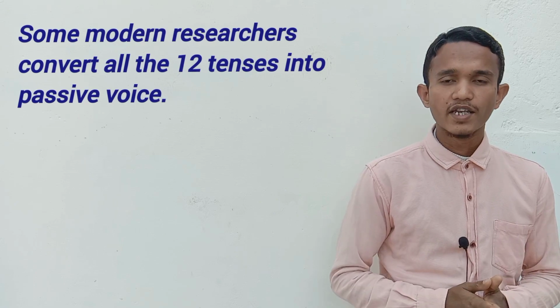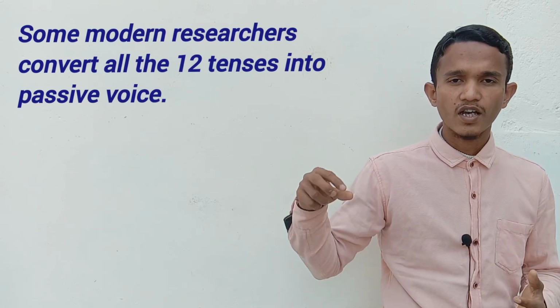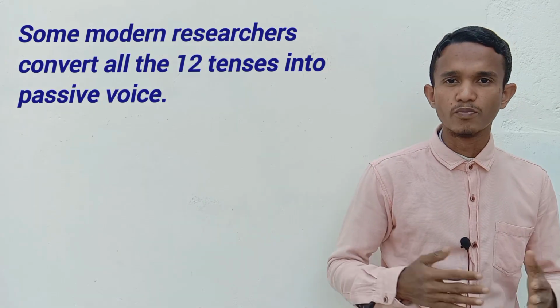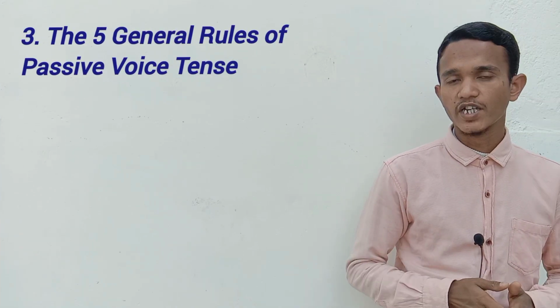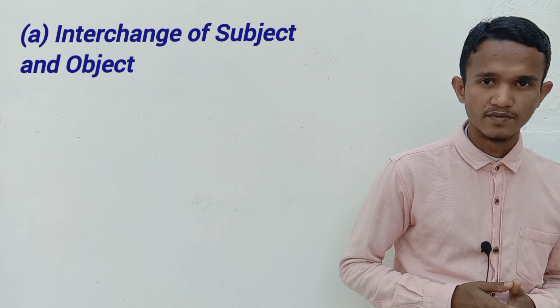But on the other hand, there are some modern researchers who have converted all the 12 tenses into passive voice. But we as teachers will teach you all the 12 aspects of passive voice. Number 3, the 5 general rules of passive voice tense. Number 1, interchange of subject and object.